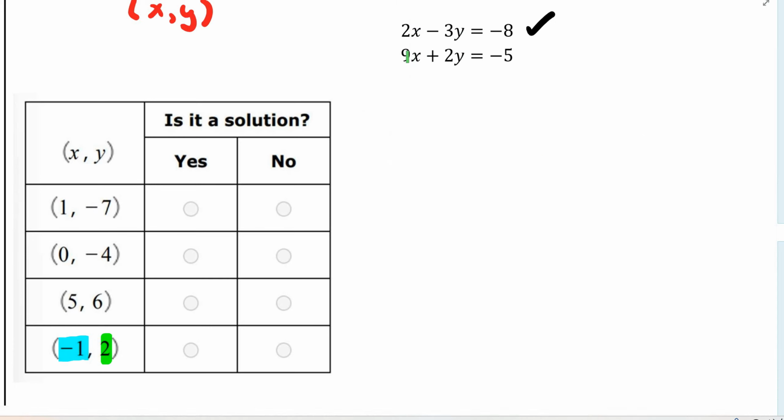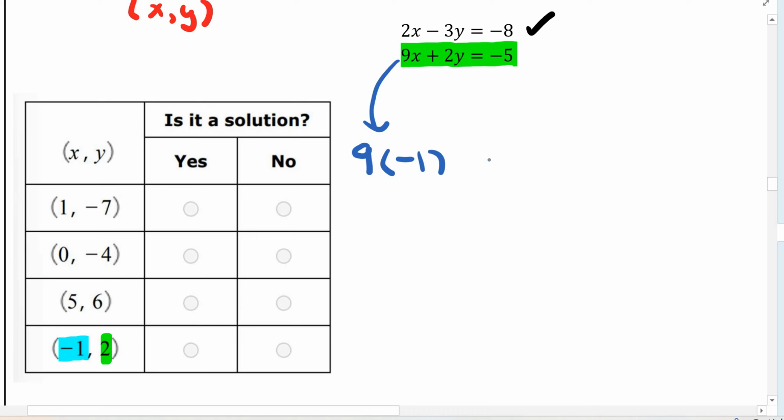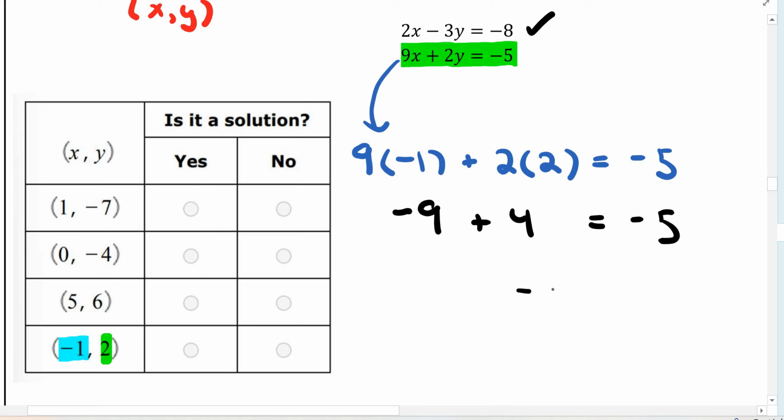But you also have to verify that it works for the second equation. It's not valid if it works for only one of the equations. It must work for both. So testing this ordered pair on the second equation, I have 9 bracket -1 plus 2 times positive 2, and we need to verify if that equals negative 5 on the right-hand side. So this is negative 9 plus 4, and we do have negative 5 equals negative 5, so therefore this is definitely a solution.